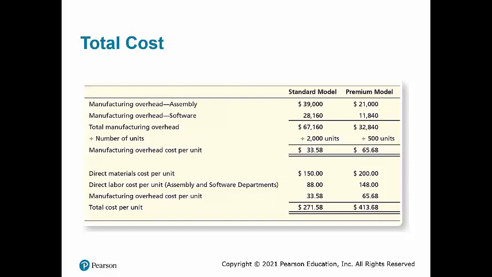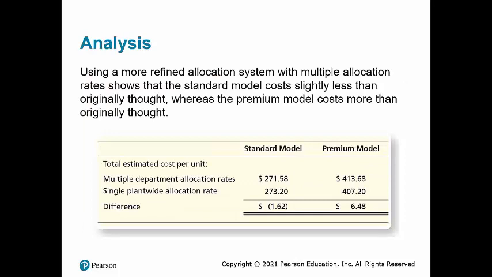When we add the manufacturing overhead cost per unit to the direct labor cost and the direct materials cost, we can get the total cost per unit for the standard and the premium models as shown on this slide. So now let's look at the difference in the total cost per unit using the single plant-wide rate and the multiple department allocation rates that we used for assembly and software.